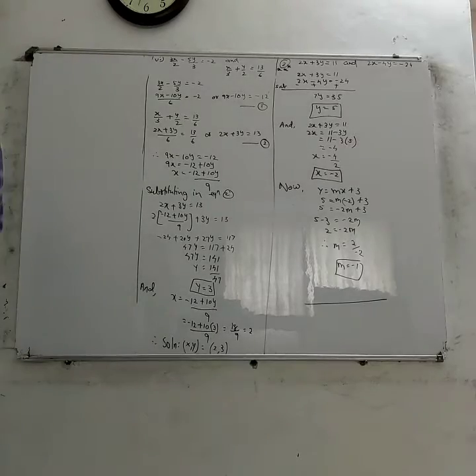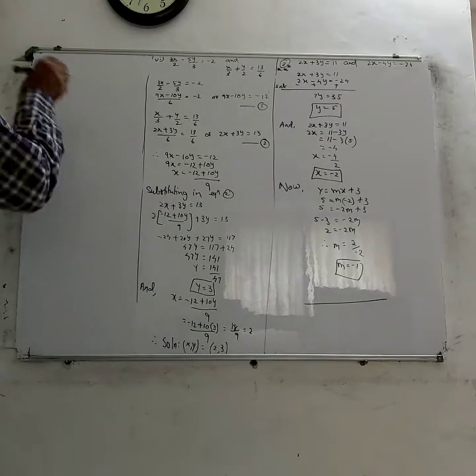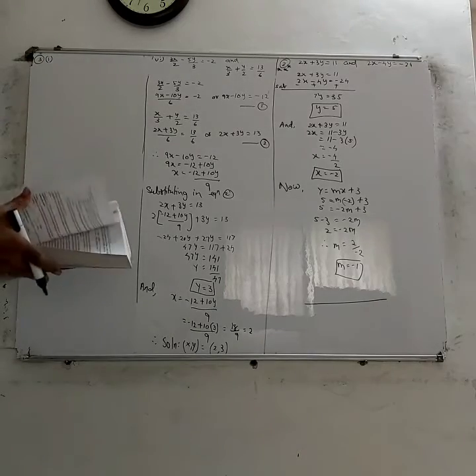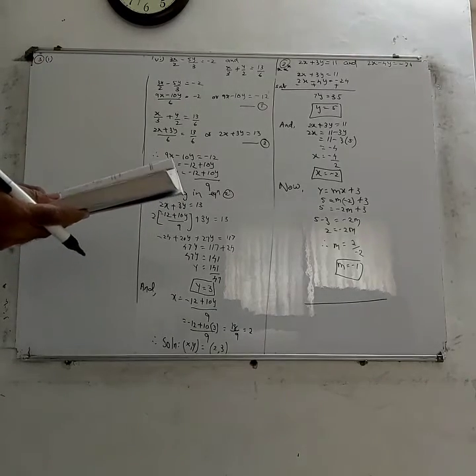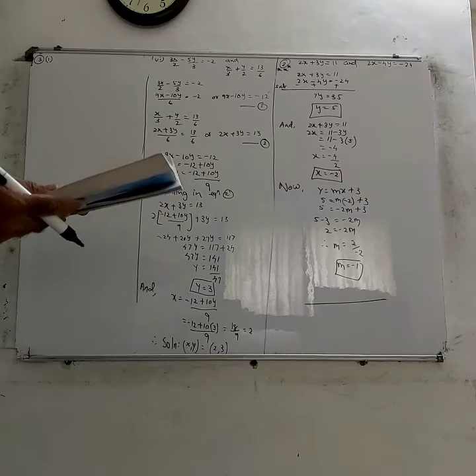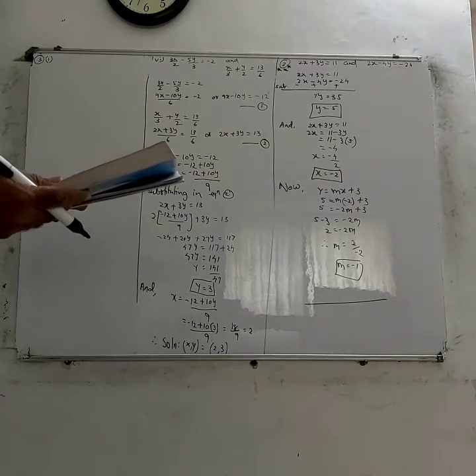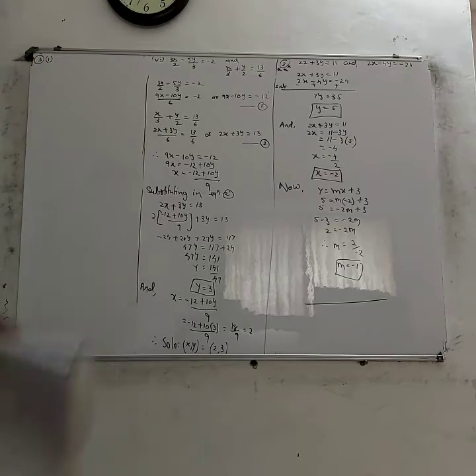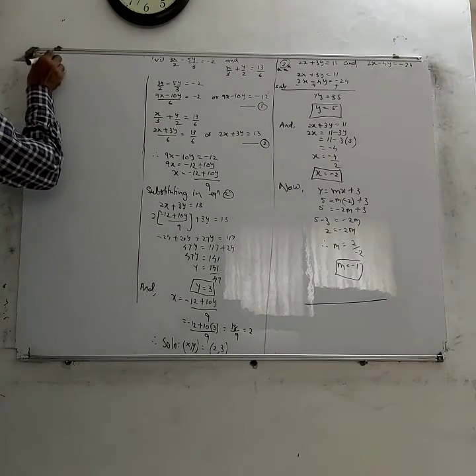Alright, let's see. Question number 3. First one. Form pairs of linear equations and find the solution by substitution method. Okay, the difference between two numbers is 26 and one number is 3 times the other. Now, let's see this one out loud.